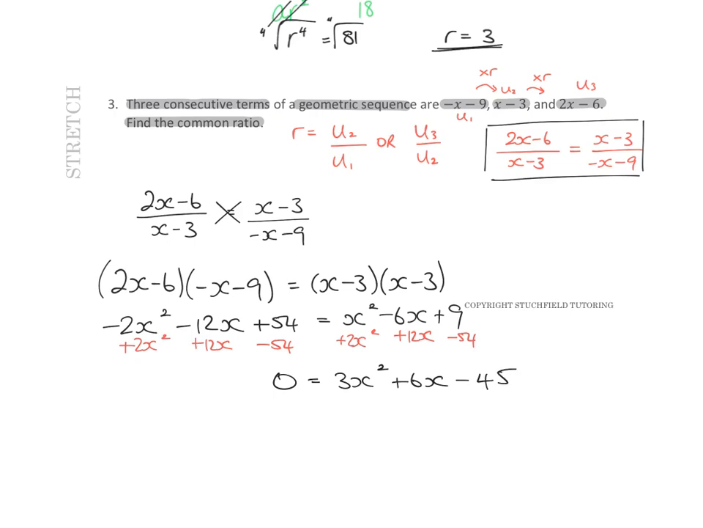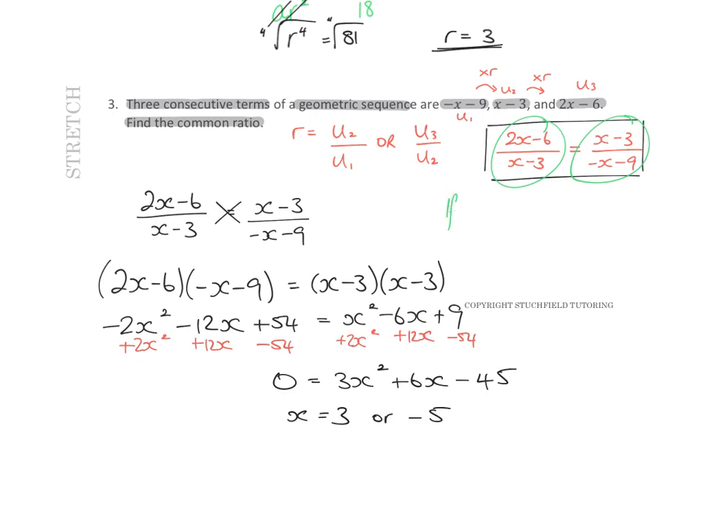Like so. I can solve that on my calculator. 3x squared plus 6x minus 45. So x equals 3 or minus 5. And what I need to do is consider what those two values of x are going to do. So I haven't actually found my answer. So R equals, R is this or this.